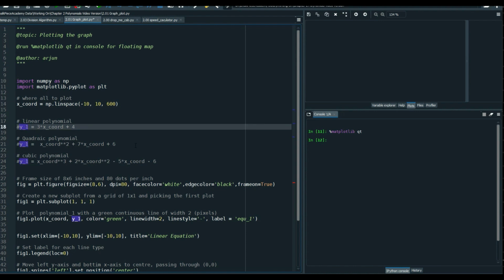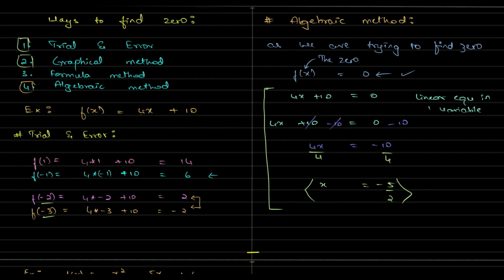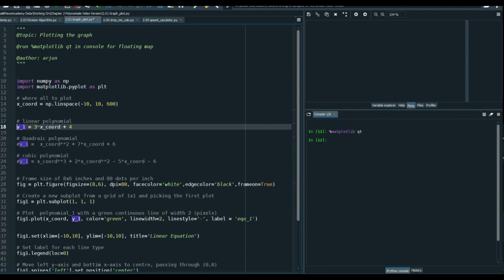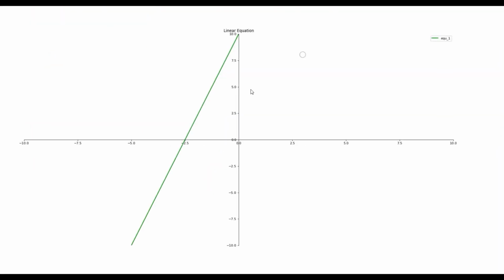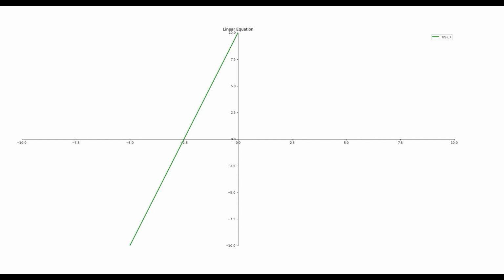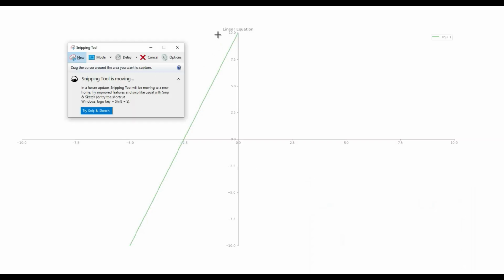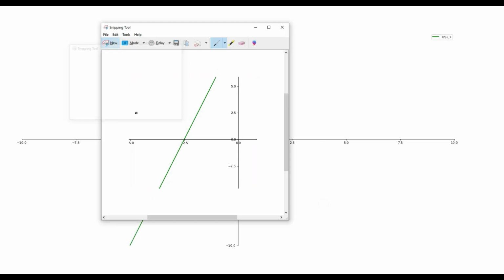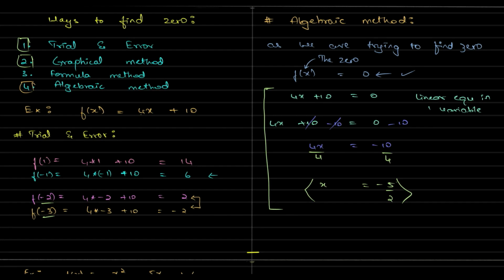So now we are looking at a linear equation and it happens to be 4x plus 10, is it not? So let me change the code. We have the coefficient of x to be 4 and this is your 10. So y is equal to 4x plus 10. That's your linear equation. So let it plot and we have the output over here. So where is our 0? Can you guys figure it out? It is within this space.